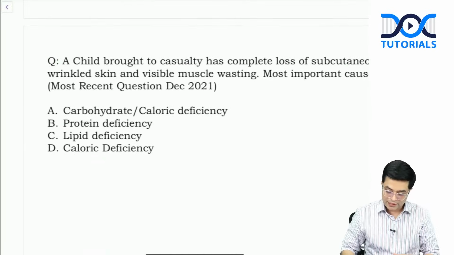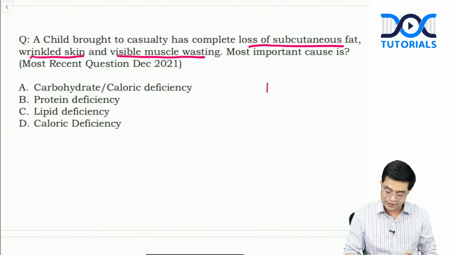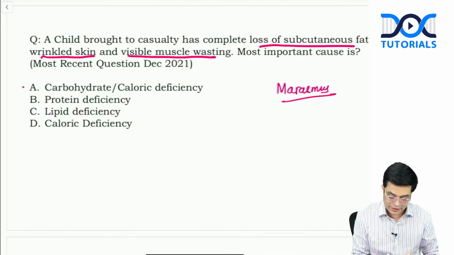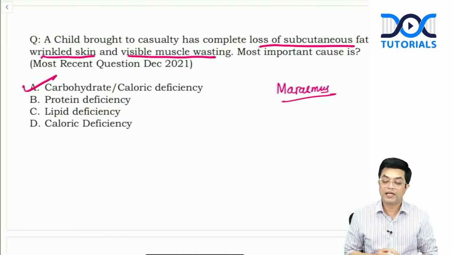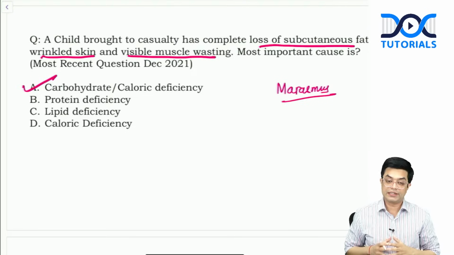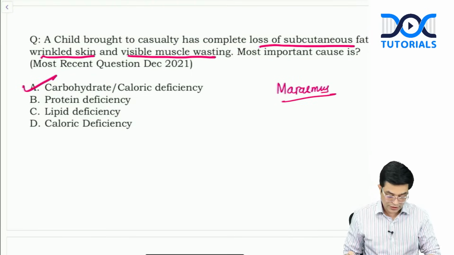Look, moving further, child brought to casualty has complete loss of subcutaneous fat, wrinkled skin, visible muscle wasting. फैट चला गया, wrinkle skin आ गया. This is the likely diagnosis, marasmus, and the most important cause in this patient is carbohydrate और caloric deficiency. Carbohydrate और caloric deficiency, right. So remember this. So answer is correct.